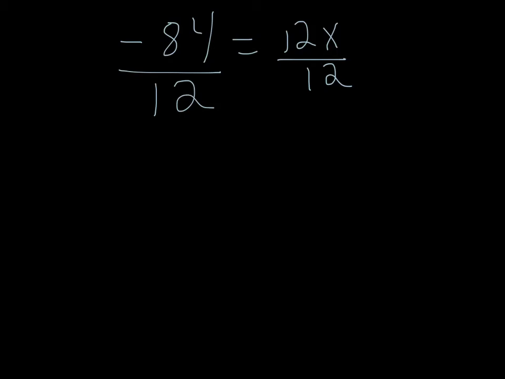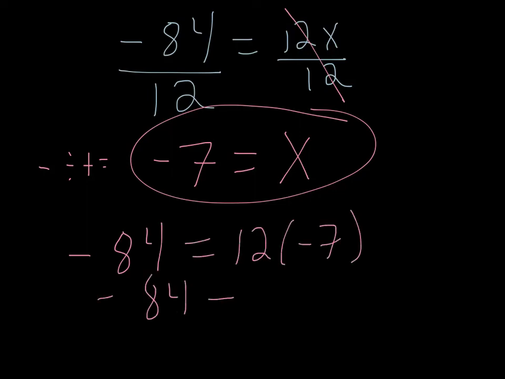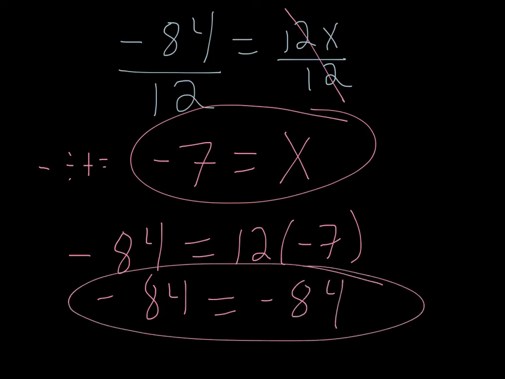When we look at it, 12 divided by 12 gives us just x. And negative 84 divided by 12, well, that'll give us 7. And a negative divided by a positive is a negative. So then we've got negative 7 equals x, because that x is on its own. We've got our answer. We can double check it. Negative 84 equals 12 times negative 7. Negative 84 equals negative 84. We've got the right answer because it balances out.